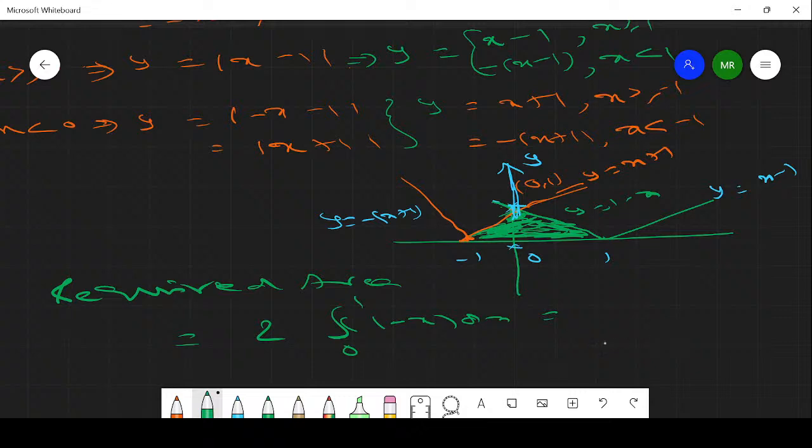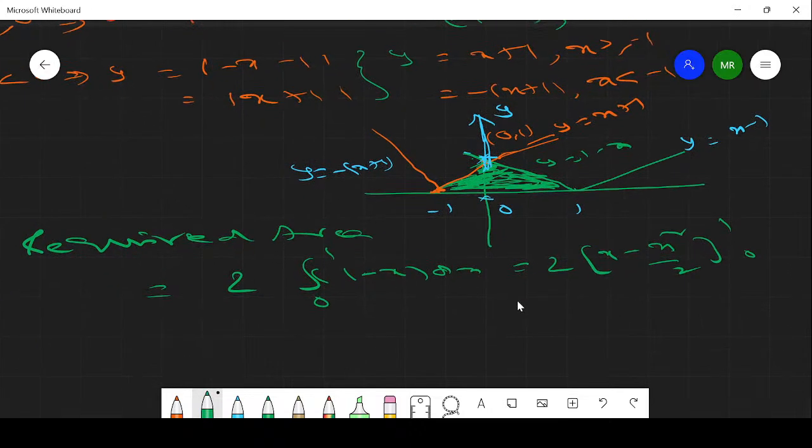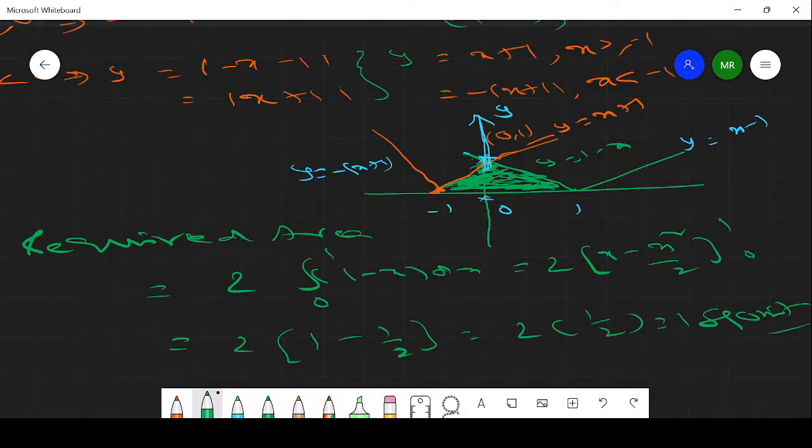What is the integral of 1 minus x dx? It will come 2 into x minus x square by 2, with limits 0 to 1. Substitute the limits: upper limit 1 minus 1 by 2, lower limit gives 0. 2 into 1 by 2 comes 1 square unit. Your answer is 1 square unit. Next, I will explain the next problem now.